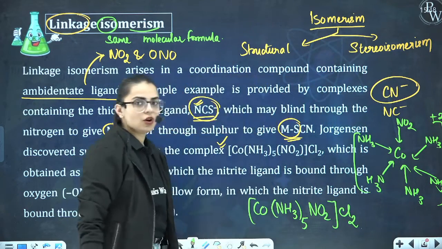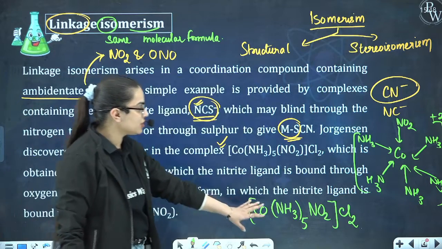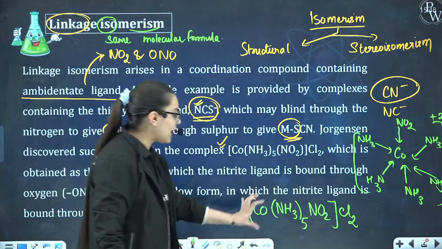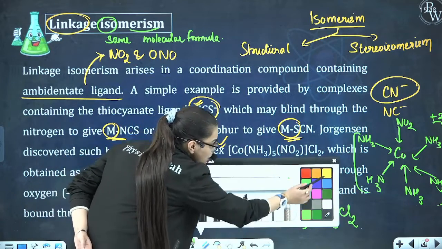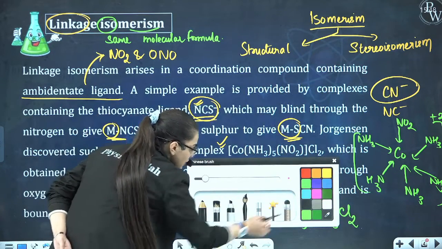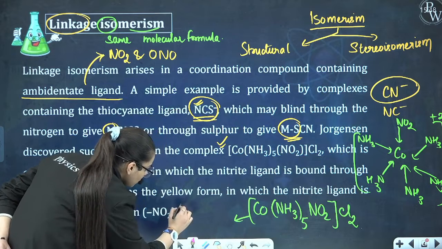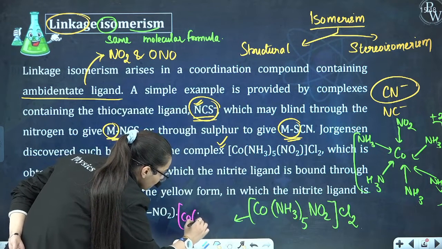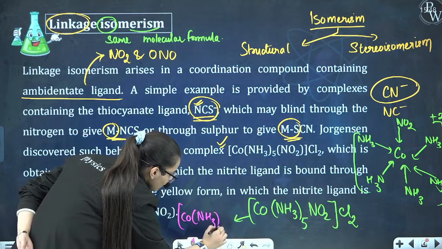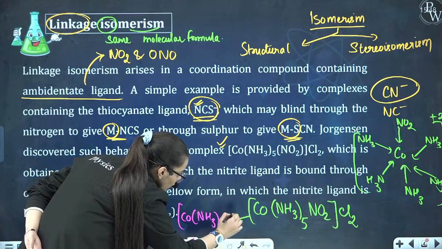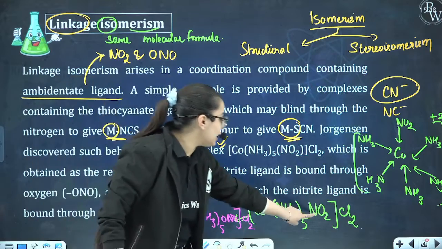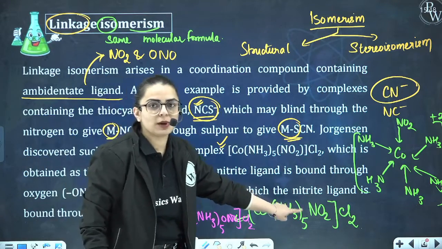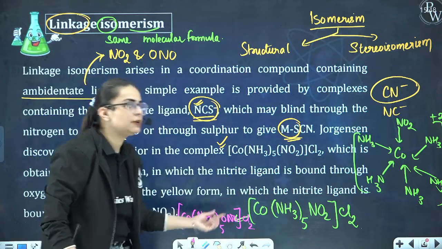Is it clear to you all? This is the initial structure of this one. Now you can also write it in such a way. What shall be the isomer of this species? Let us write over here. The isomer of this species shall be Co(NH3)5 and then ONO and then Cl2. Are you getting my point? Over here nitrogen is being linked, so we have written NO2, but over here we have written ONO. That means oxygen is being linked.